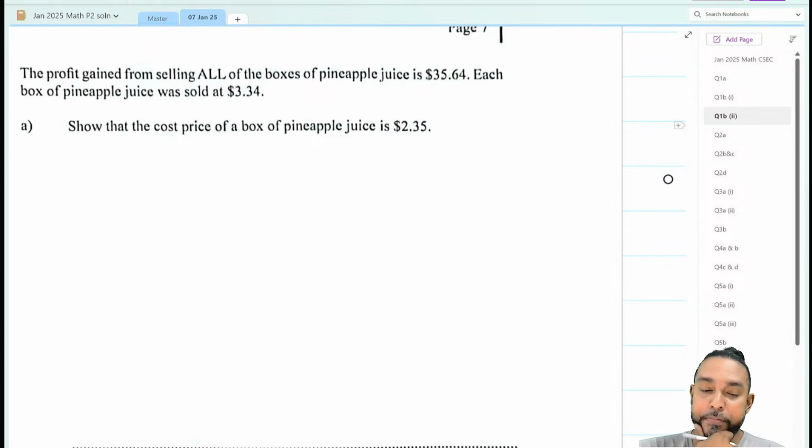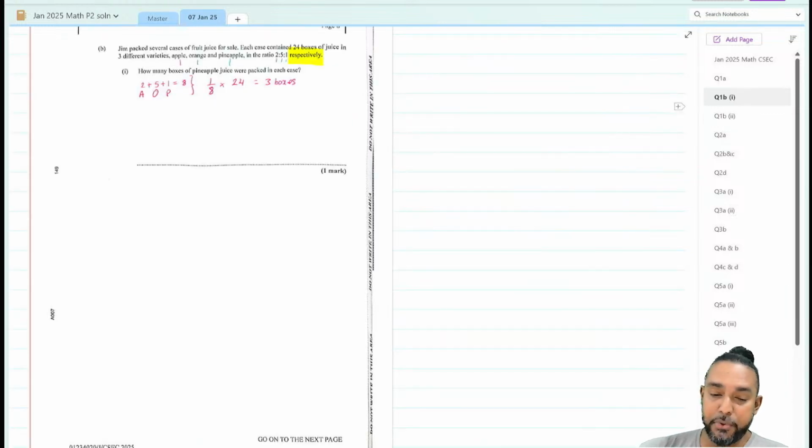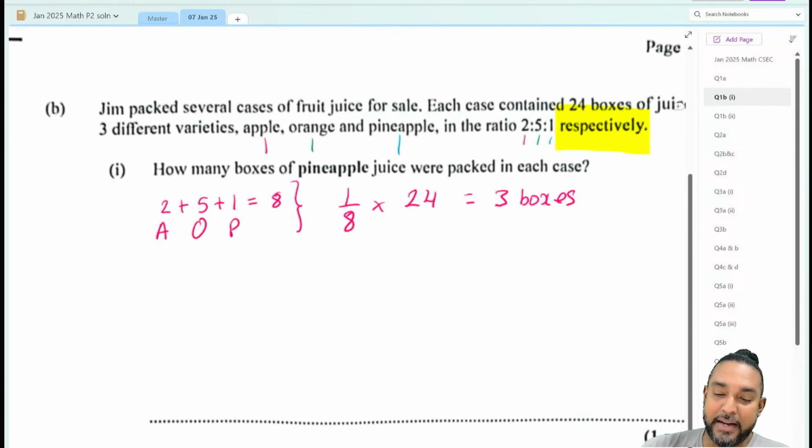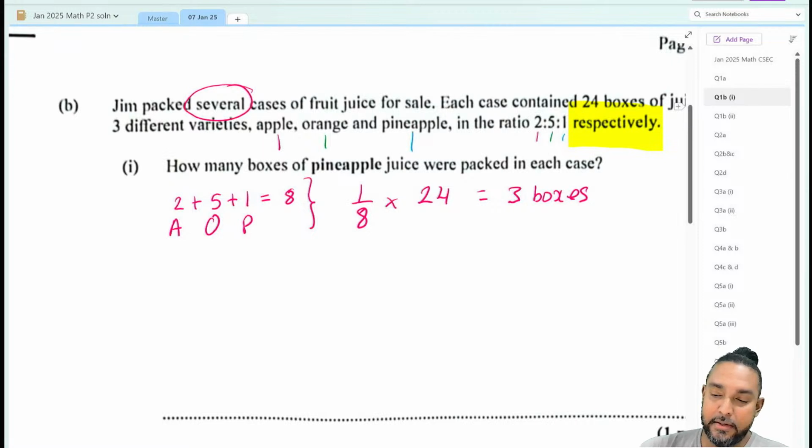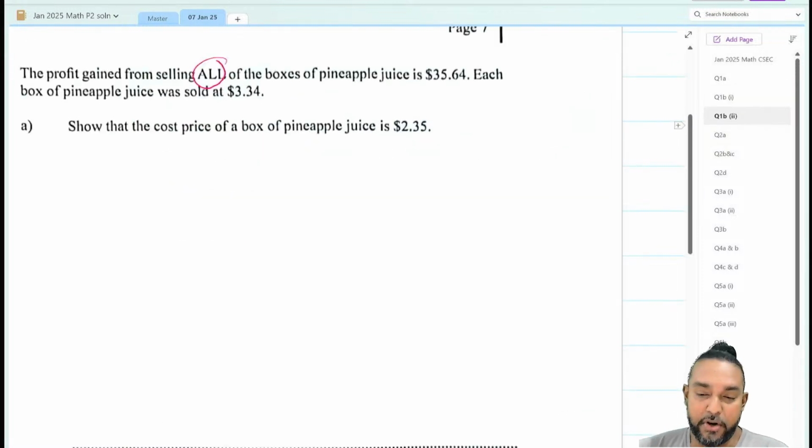Long story short, when they say all the boxes of pineapple juice, it can't be all 3. Now, on the previous page, it only said that Jim packed several cases, right? So I was thinking, okay, maybe there's a trick in it. Maybe we had to figure out how to figure out the number of boxes sold.